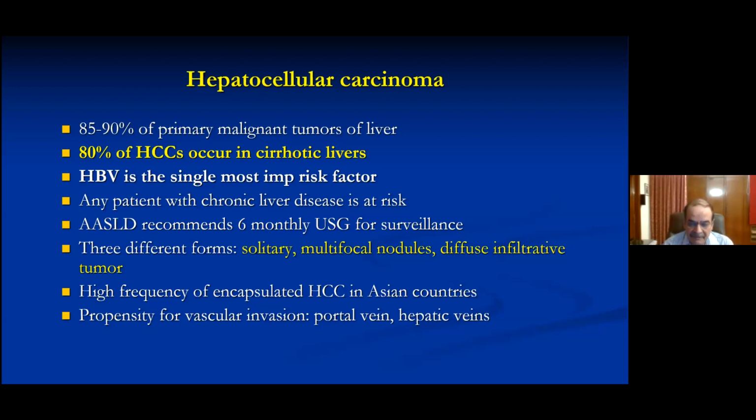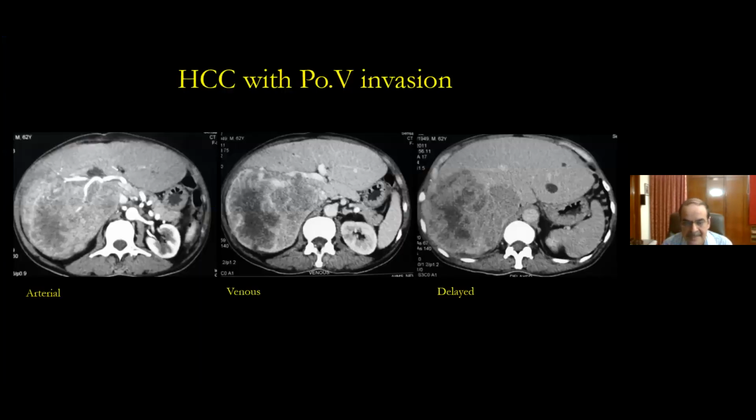HCCs come in 3 different flavors. It could be a solitary lesion, you could have multifocal nodules, or you could have the least common variety of a diffusely infiltrating HCC. They are more often encapsulated in the Asian context, and as we alluded to earlier, it has a high propensity for vascular invasion, both going into the portal vein as well as the hepatic veins. Let's jump into seeing some examples.